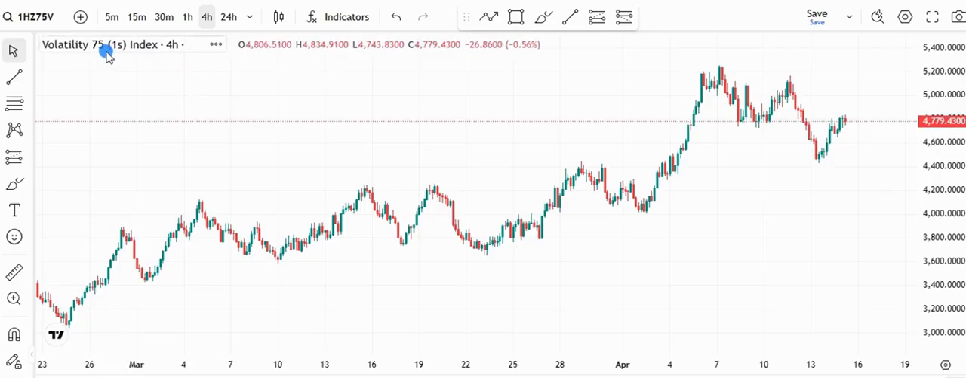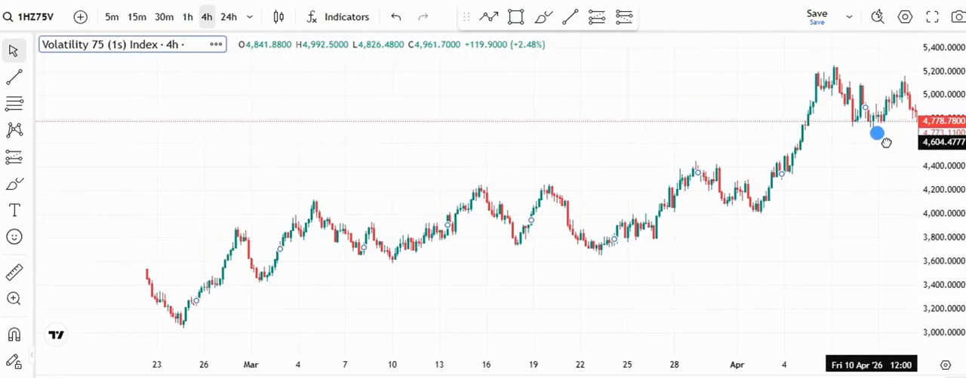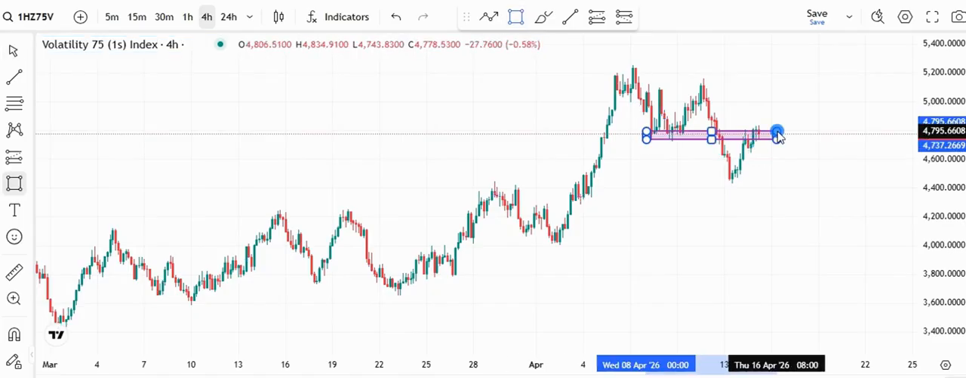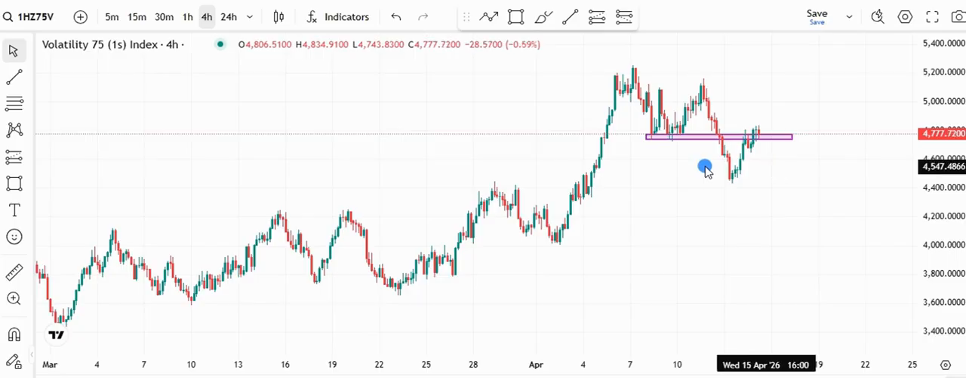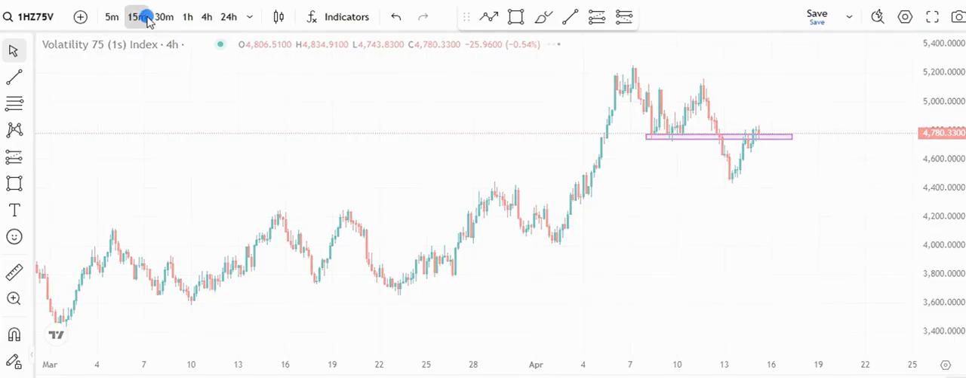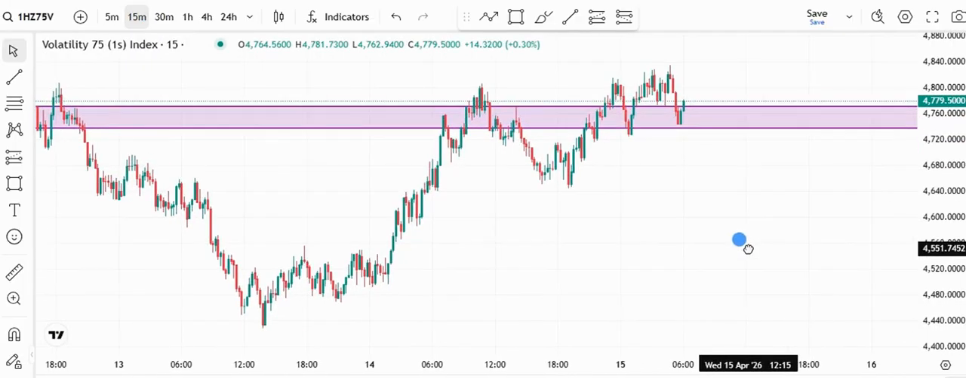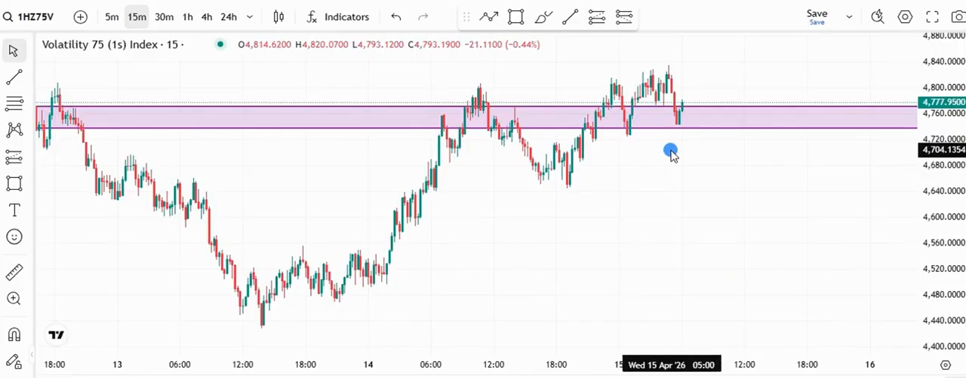Alright, so starting with Volatility 1 second, we can see the market is currently on a major level. So I actually expect a continuation of this bullish move that's already happening. Let's see if that's going to happen on the 15-minute chart. What I expect is for the market to continue moving bullish.